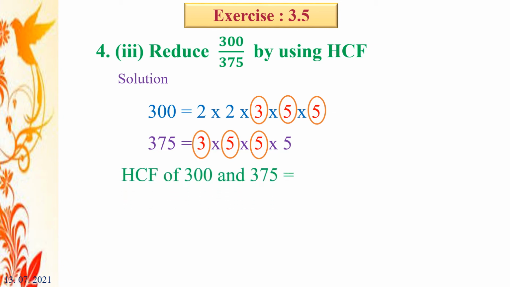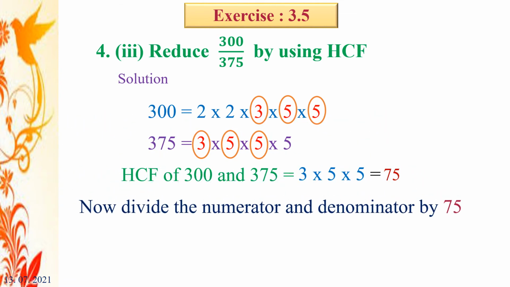Then write HCF of 300 and 375. When you multiply the common factors, we'll get HCF. That means 3 multiplied with 5 multiplied with 5 will get 75. Now divide the numerator and the denominator by 75. Write 300 divided by 375. Now divide the numerator and the denominator by 75. We'll get 4 by 5.